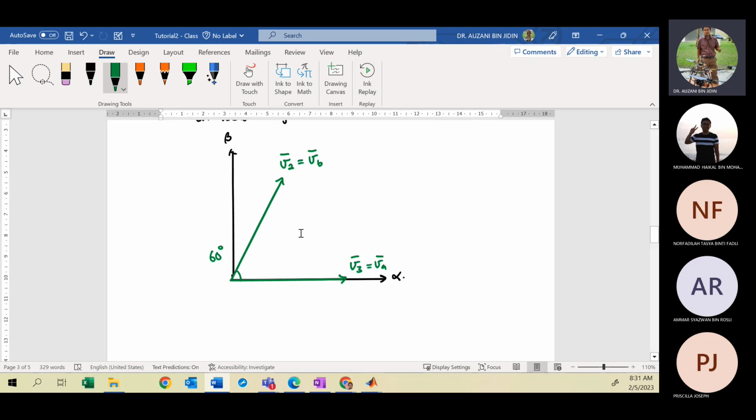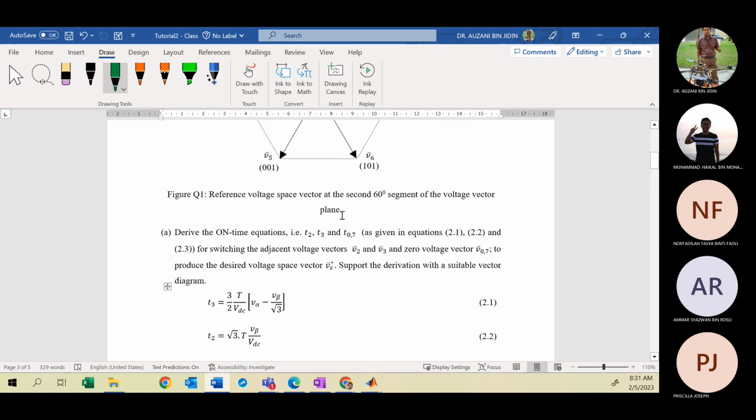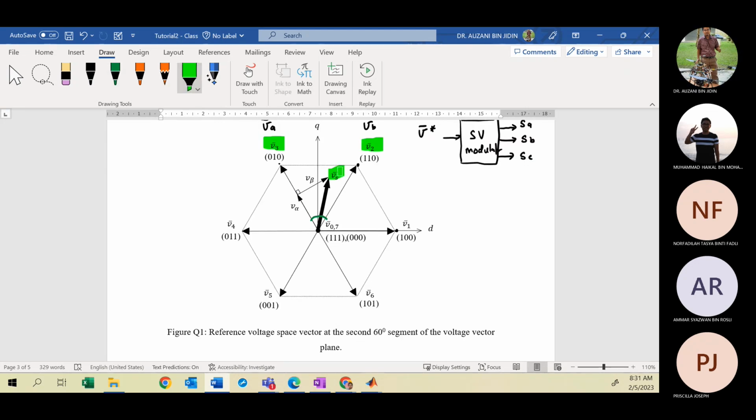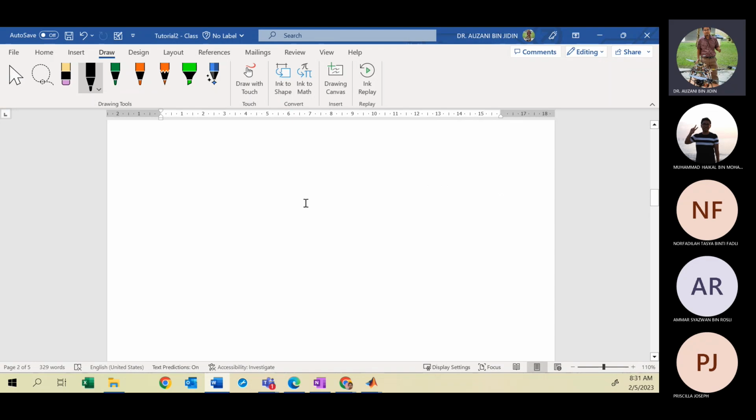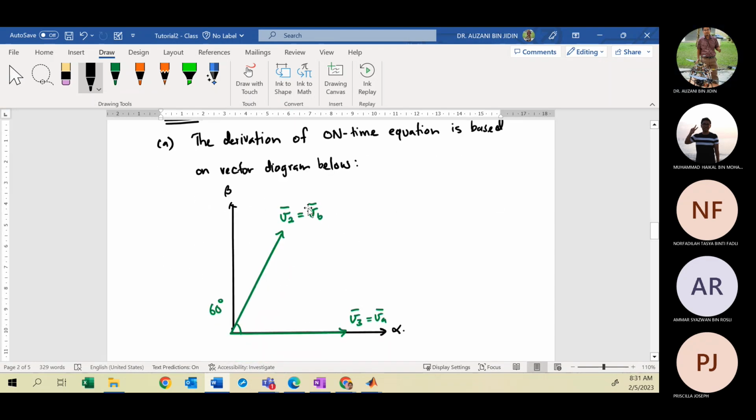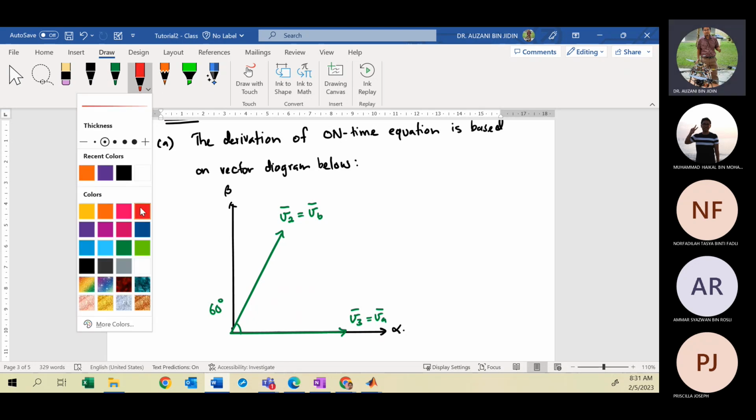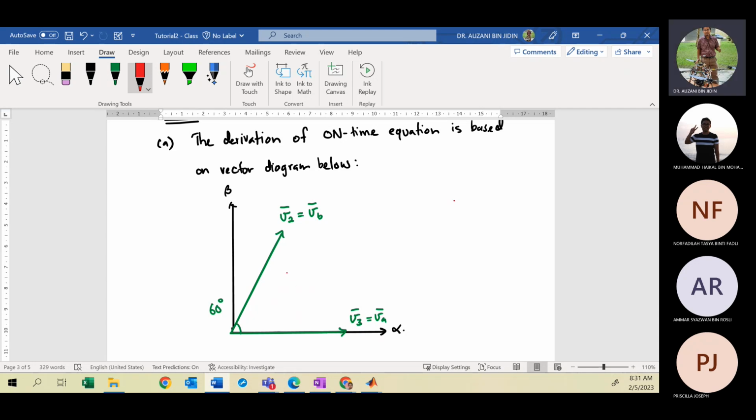Okay, then your space vector. So this is your space vector. Your space vector is close to V2 in this case. So you need to sketch your space vector here, maybe in red color. So this will be your space vector, the reference.